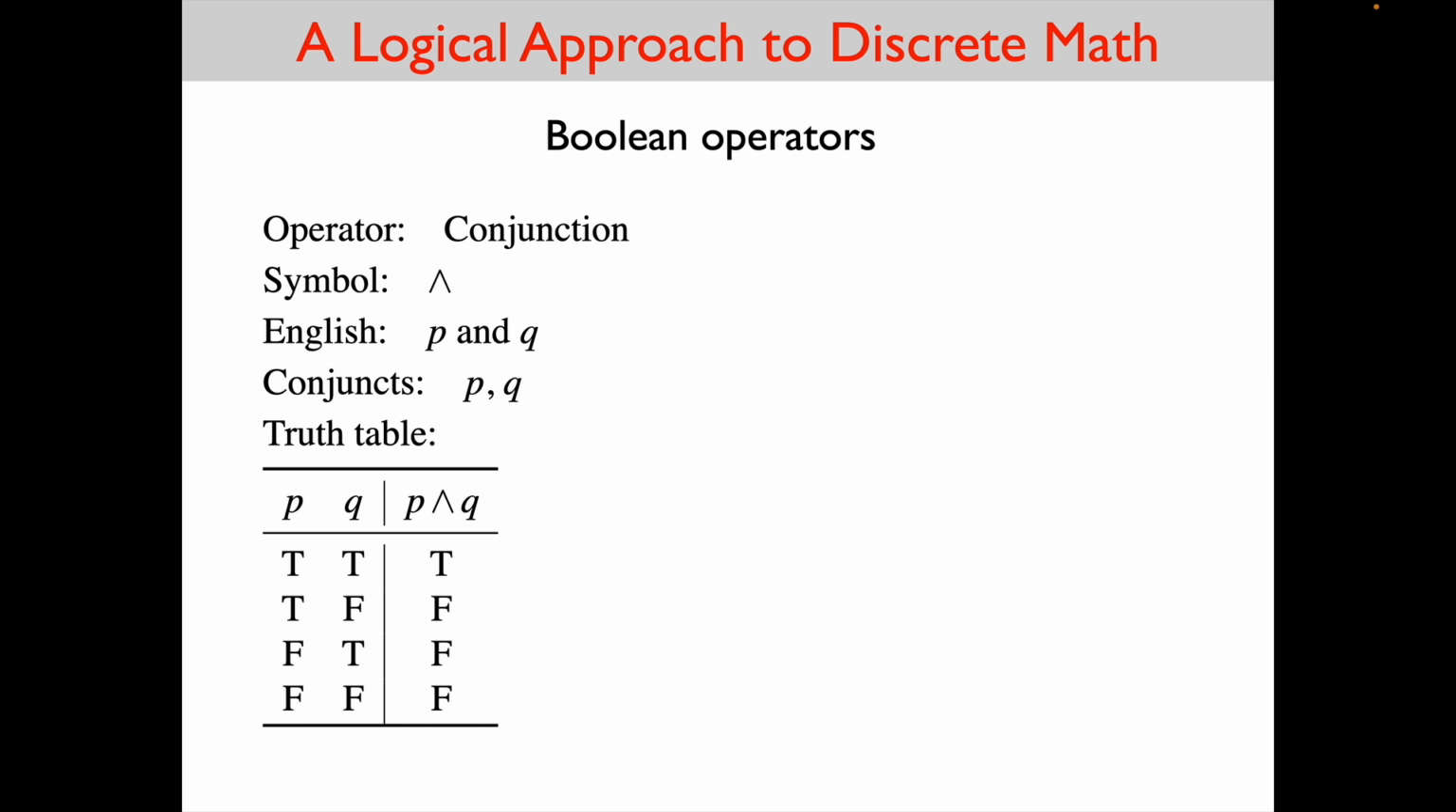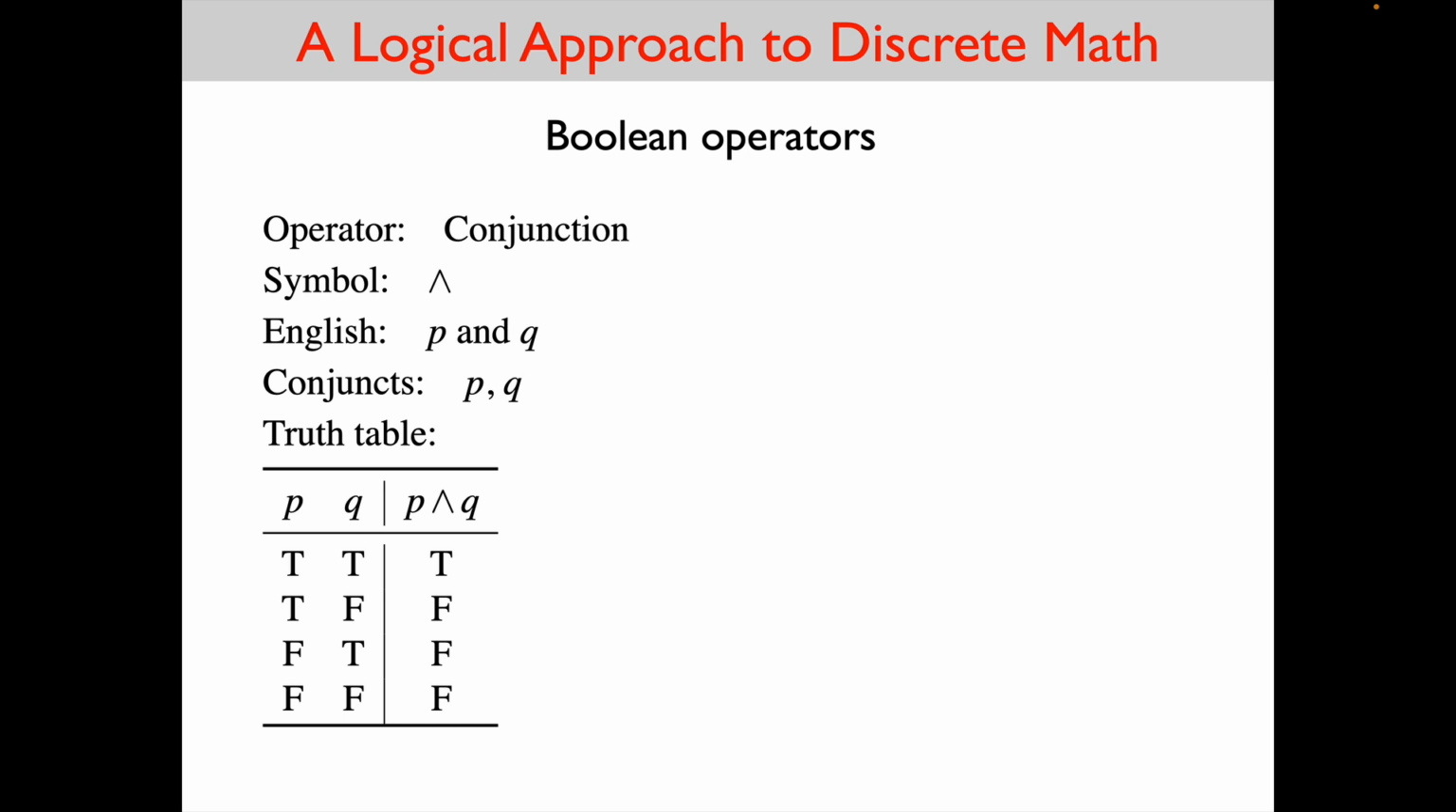The symbol is this, looks like a capital A without the little crossbar. That's a good way to remember it because the capital letter A is the first letter of "and," and that's how you say it in English. So if P is a variable and Q is a variable, then "P and Q" is the way you say conjunction. The individual P and the Q are called conjuncts. And the truth table is shown here.